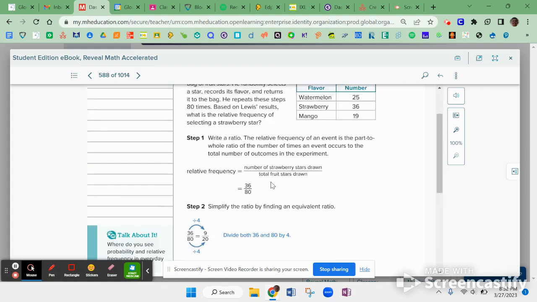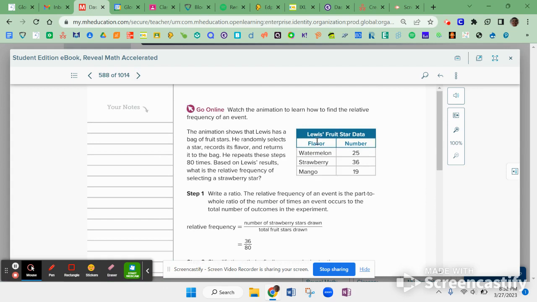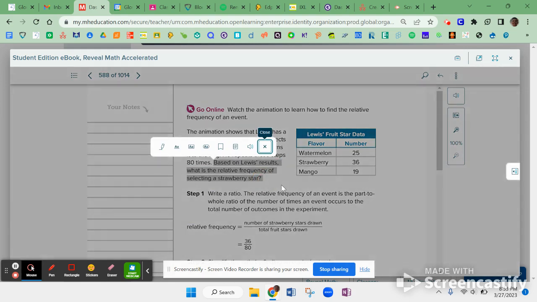All right, here's an example. Lewis, you don't have to read all this, I'll tell you about it. Lewis's fruit star data. He's reaching into a bag of fruit stars, pulling them out and recording the results. This is his little table of frequency data. He pulled out 25 watermelon fruit stars, 36 strawberry, and 19 mango. Based on Lewis's results, what is the relative frequency of selecting a strawberry star?